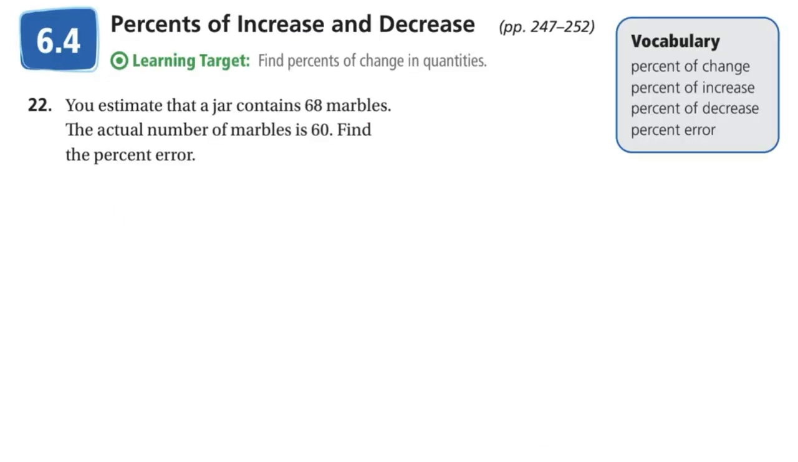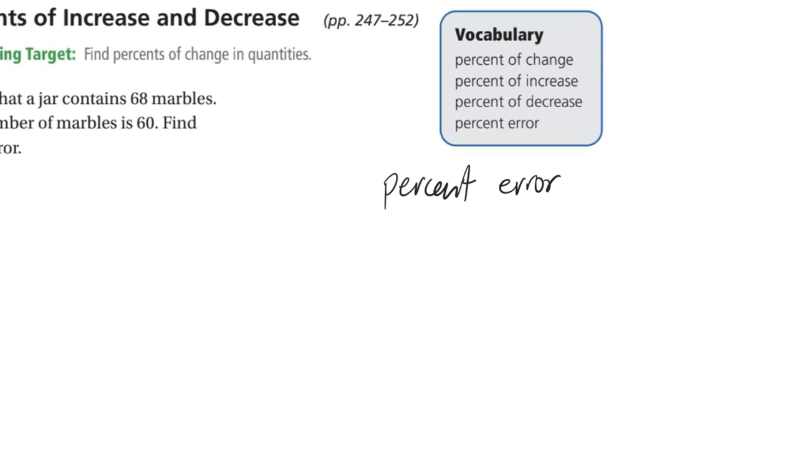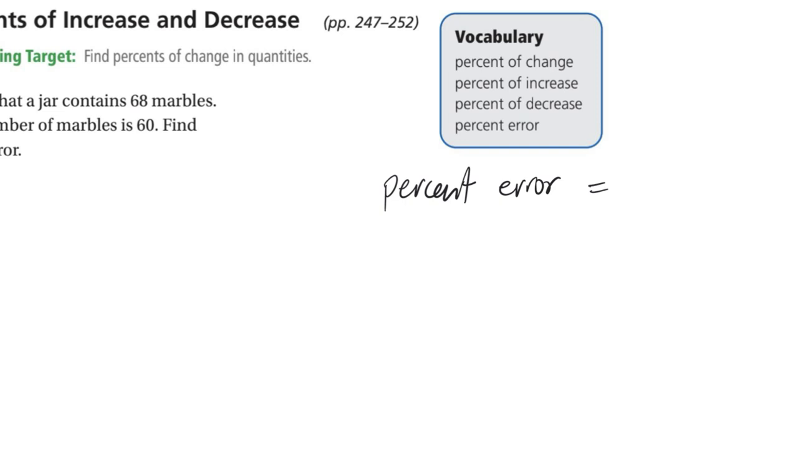All right, so number 22. You estimate a jar contains 68 marbles. The actual number of marbles is 60. So find the percent error. Okay, so the percent error is found by taking the amount that you were off. What was the error? And you're comparing it to what the actual or expected amount was. In this case, it's comparing it to the actual amount.